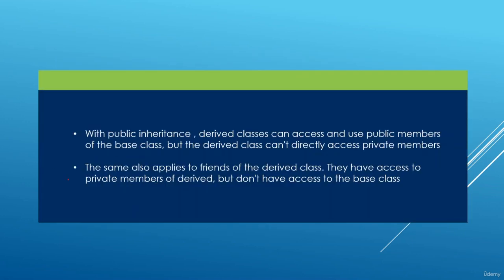The same is also going to apply to friends of the derived class. They are going to have access to private members of the derived class, but they don't have access to the private members of the base class. If you try to access the private parts of a base class from a friend of the derived class, you're going to have a bunch of compiler errors. Okay, now that you know this, we're going to head over to Visual Studio Code and play with this a little more and really drive this home.